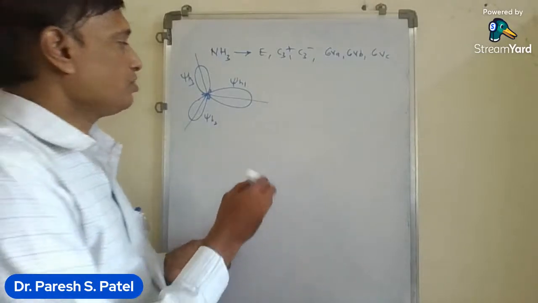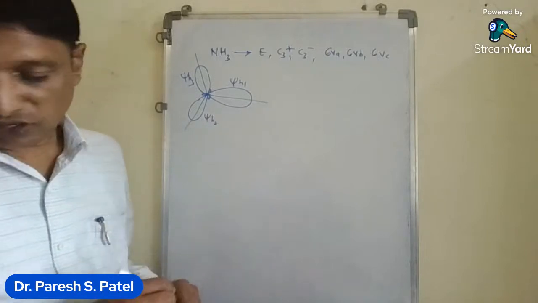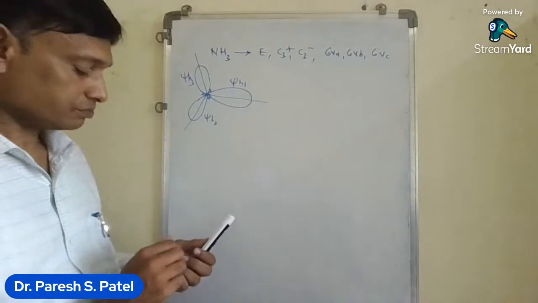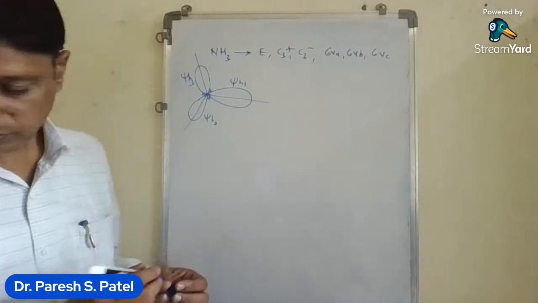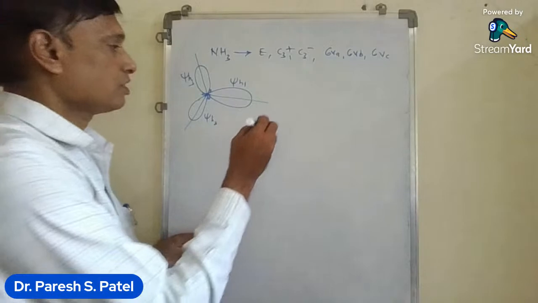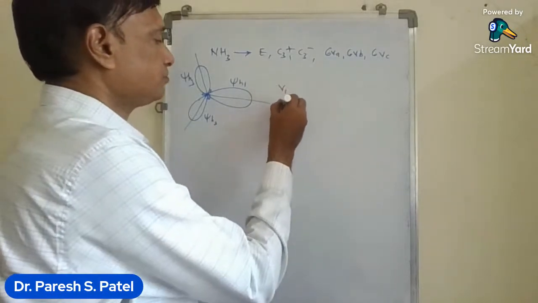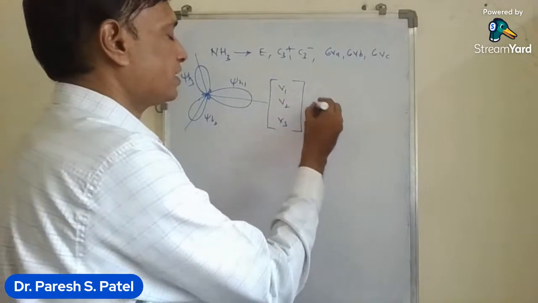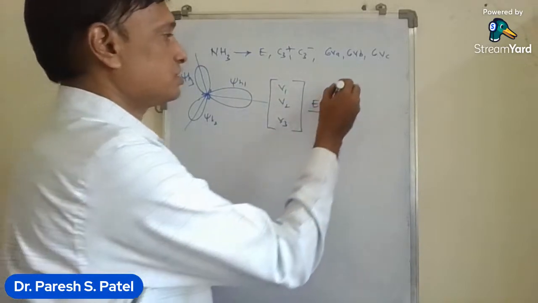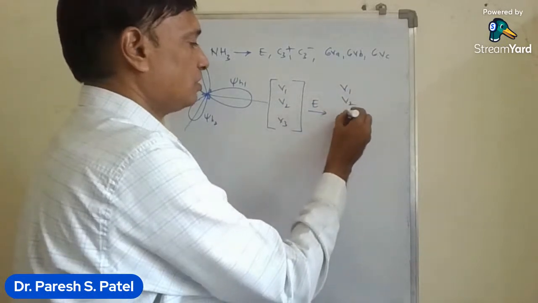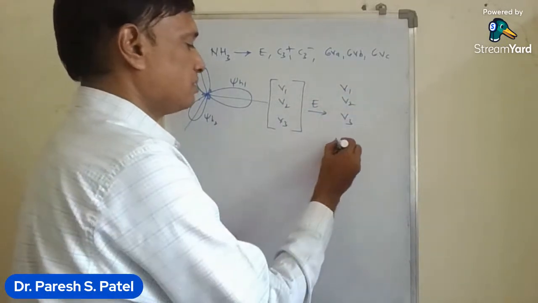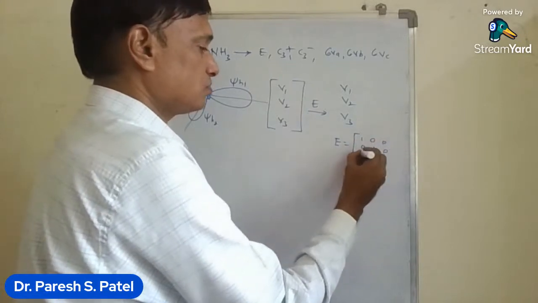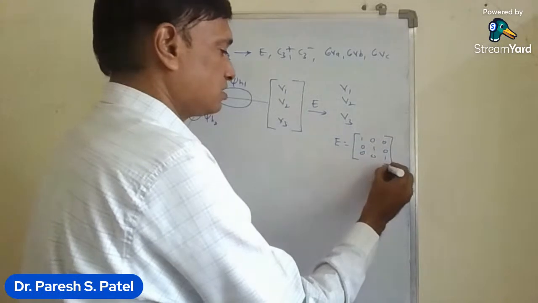Now, if you operate different symmetry operations on v1, v2, and v3 and find out the changes, suppose if you operate the identity symmetry operation, there is no change in the position of all the three vectors. It means the matrix for the identity can be represented as 1 0 0, 0 1 0, 0 0 1. So the character is equal to 3.